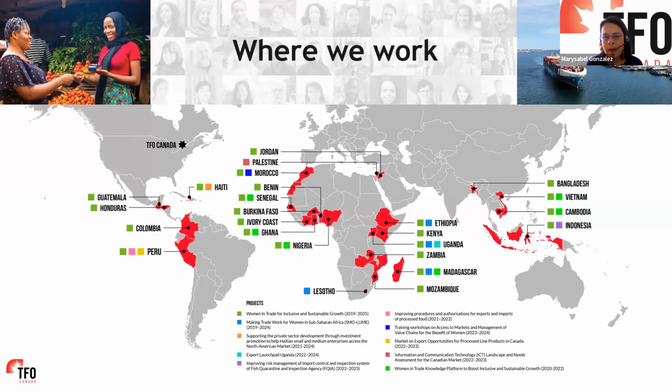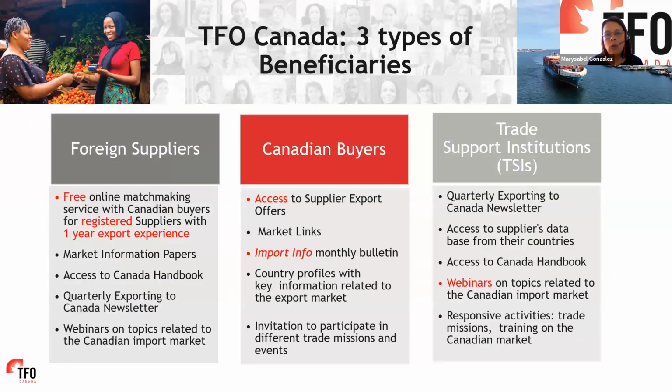We do have a very big project right now, which is called Women in Trade for Sustainable and Inclusive Growth, which is benefiting 15 countries in the African region, 5 in Latin America, and 5 in Asia. So we are all over the world. We have been for 43 years. Our main source of information is the website. So that's why we're here today, and I'm going to explain to you how we work on that.